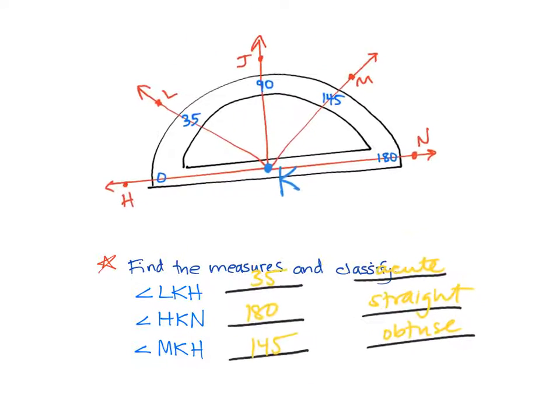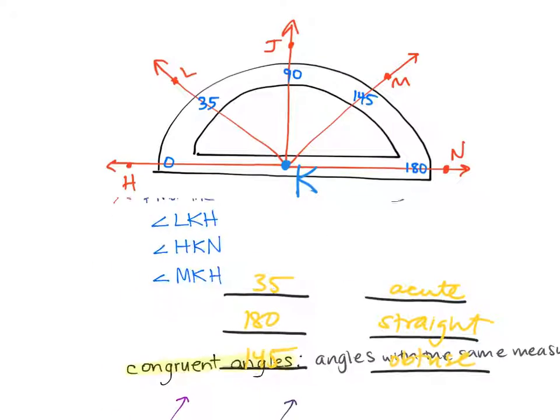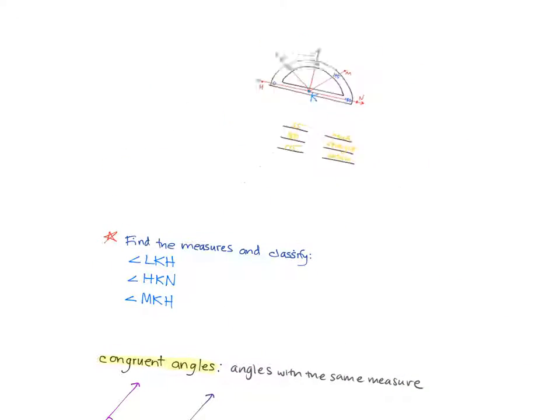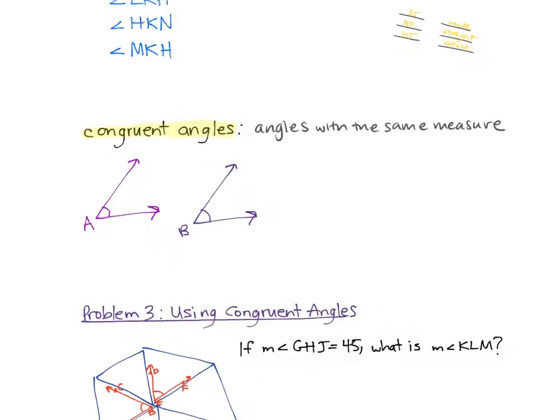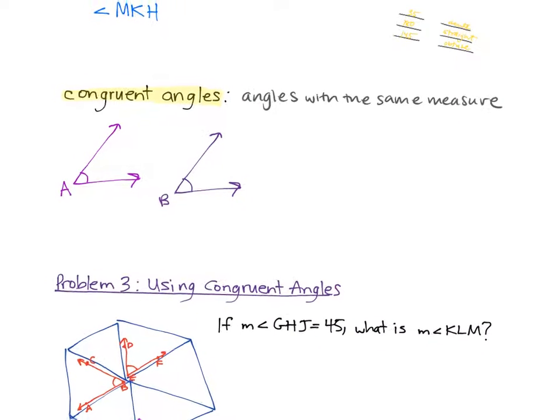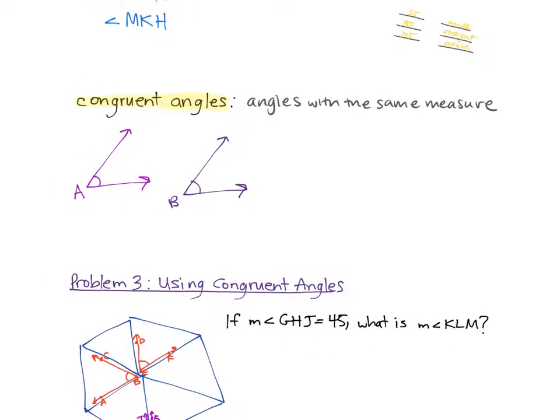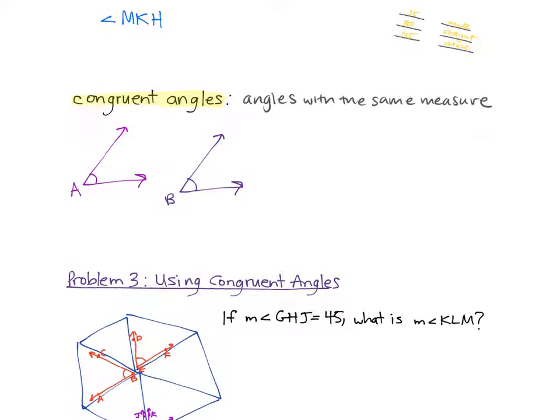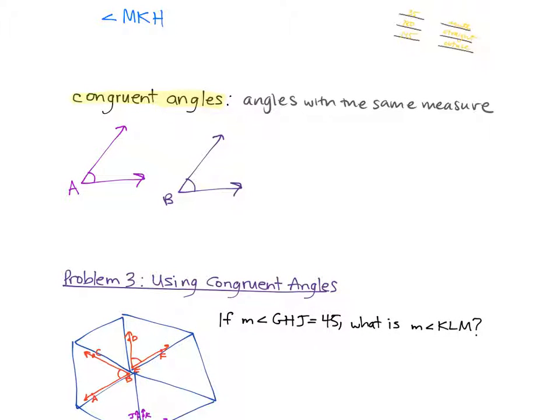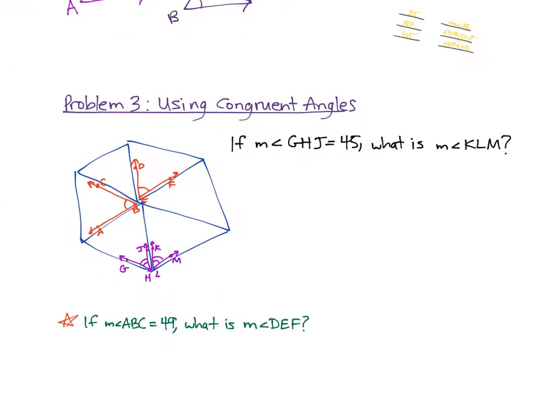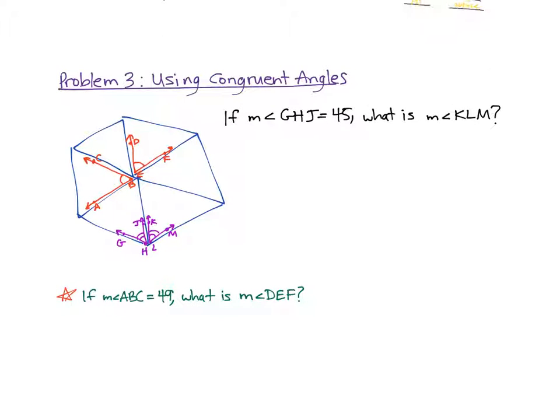Okay, let's make that go away, and let's bring this up. A new vocabulary word: congruent angles. Congruent angles are angles with the same measure. Like we talked about in the last section about congruent segments, congruent angles are the same thing. They're angles that have the same measure. While the two angles are not the same exact angle, if they have the same measure, they are called congruent.